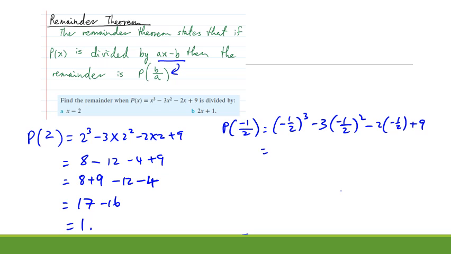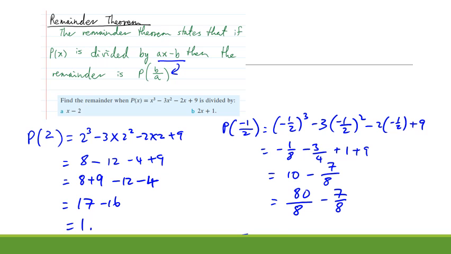9. So then you have negative 1 over 8, minus 3 over 4, plus 1, plus 9. So that's 10 minus, what's that, 7/8? Yep. Which then gives you 80 over 8 minus 7 over 8, which is then 73 over 8.